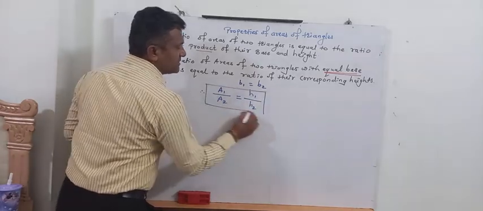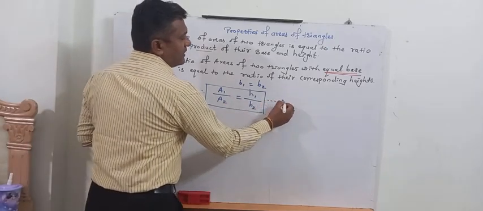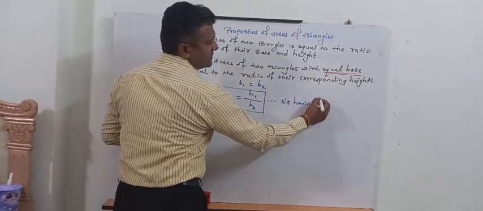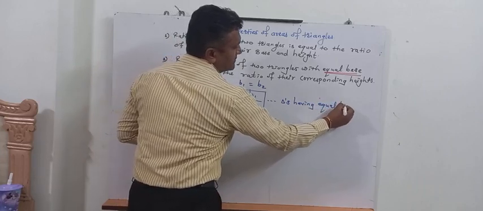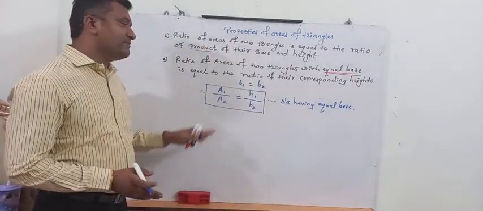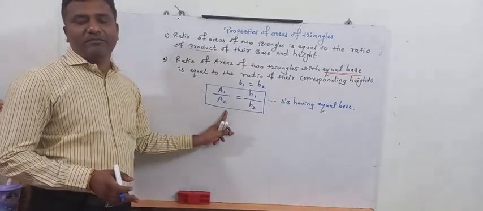So this is the second property. This property is applied when triangles have equal base. You have to understand this here. So carefully read the sum, and if triangles have equal base, you can use this property.